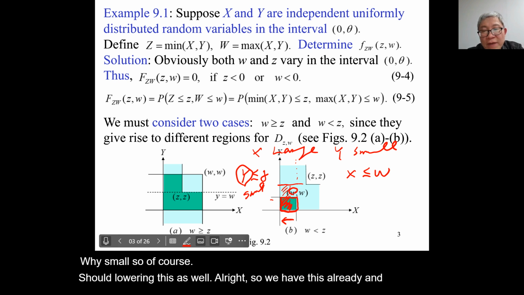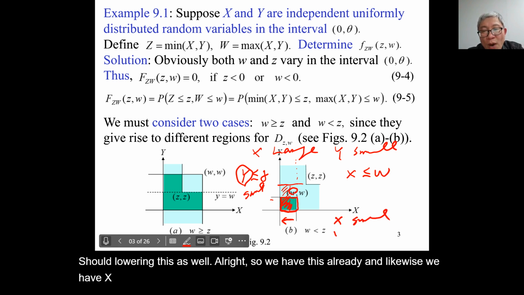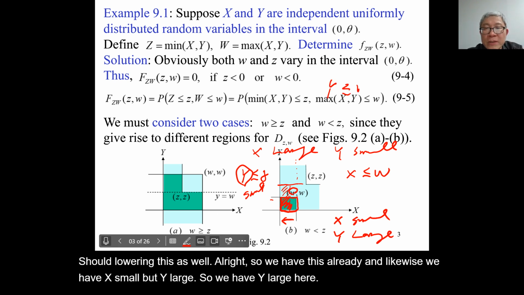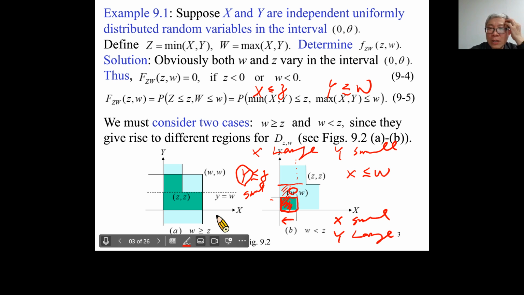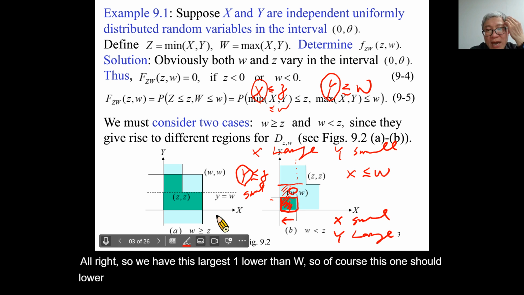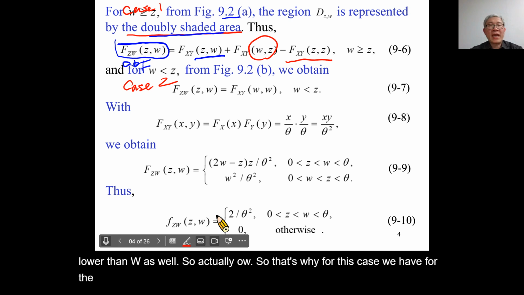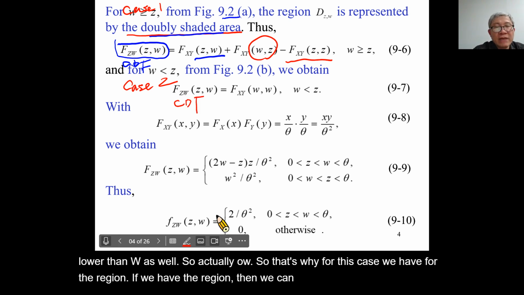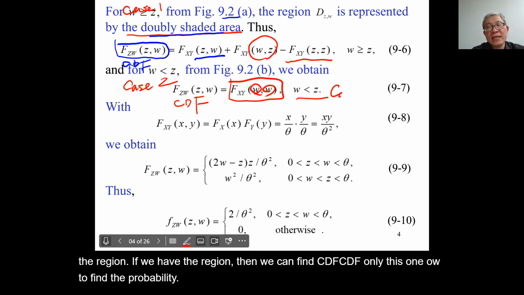And likewise, we have x small, but y large. So we have y large here. Alright, so we have this. The largest one lower than w. So of course this one should lower than w as well. So actually OW. So that's why for this case we have the region. If we have the region, then we can find CDF. CDF only this one, OW, to find the probability. If we have the second case, case 2.